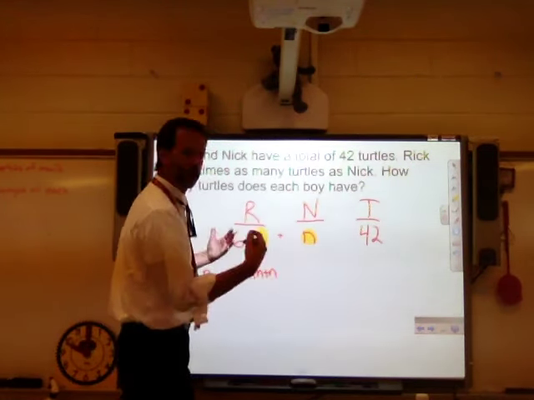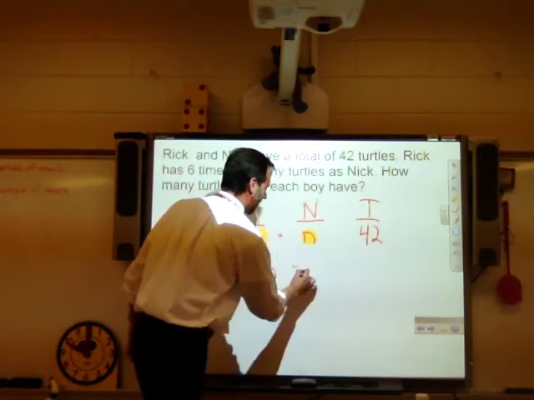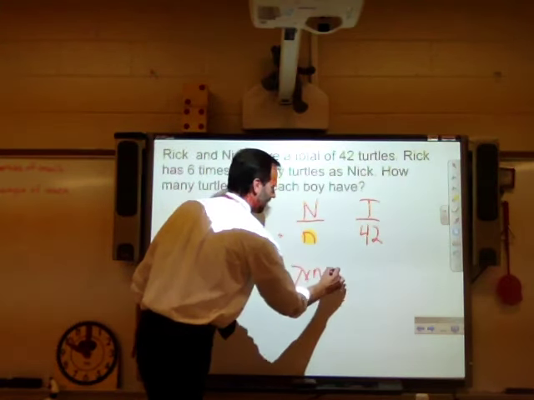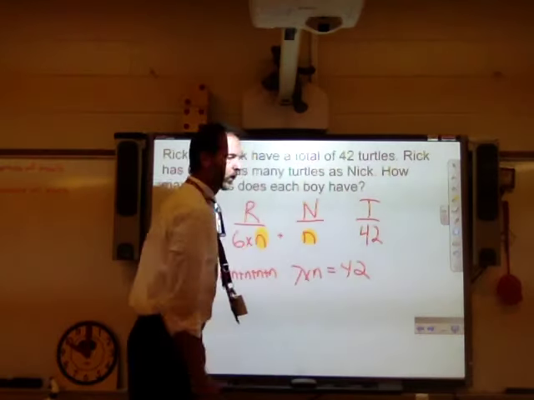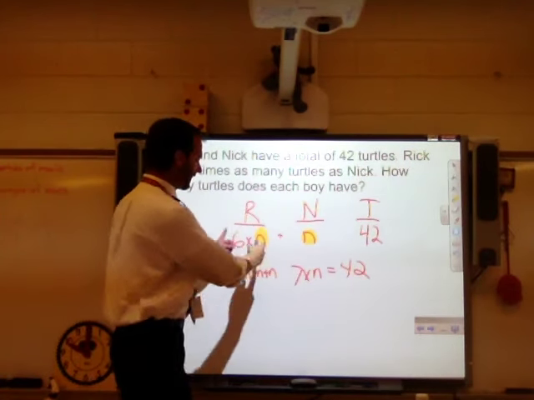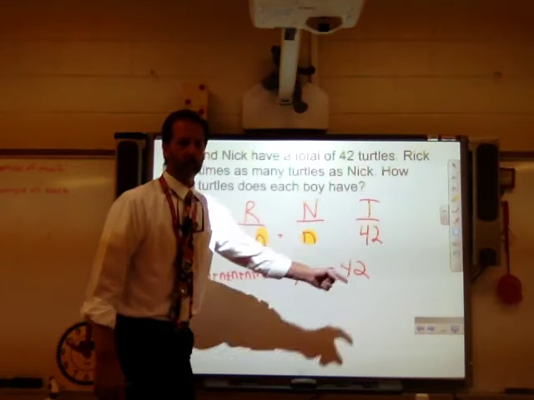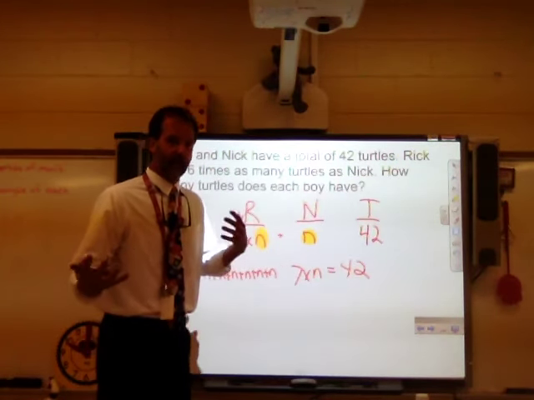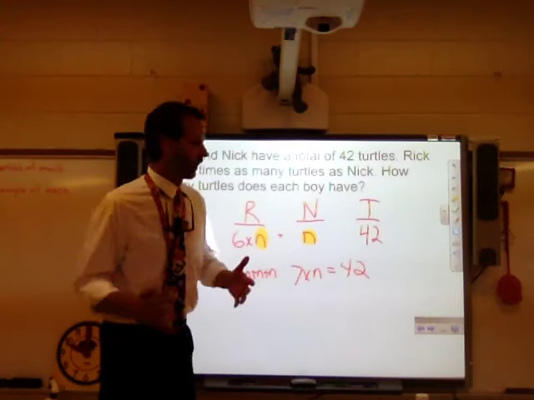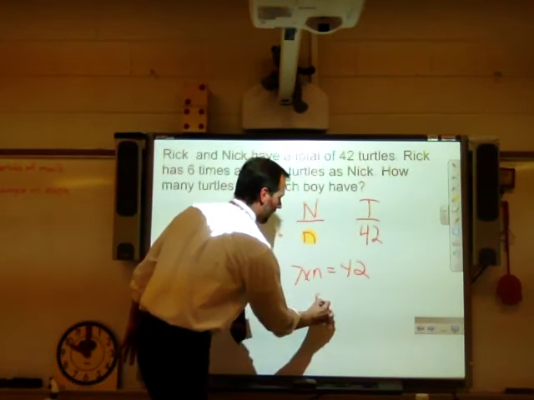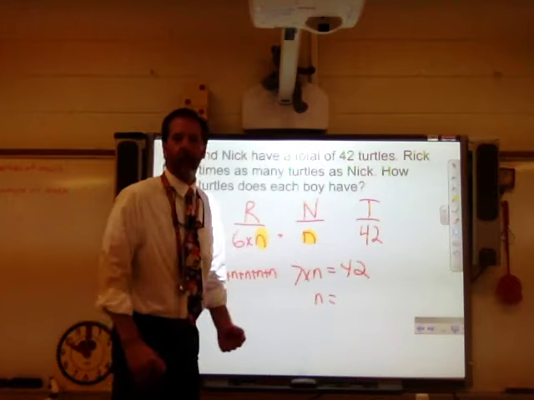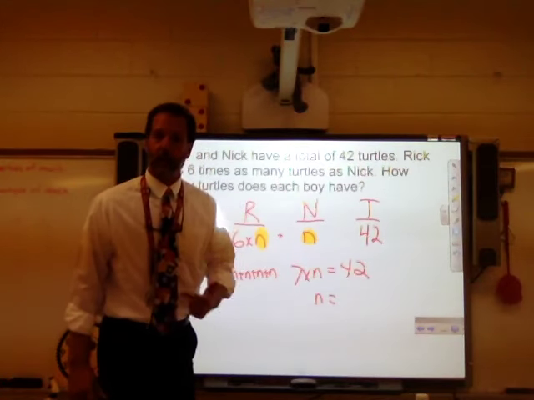So now you can write this number sentence. 7 times n equals 42. 7 n's. 6 here, 1 there. 7 times n would equal 42. Okay, now you got to go back to your multiplication. 7 times what equals 42? What's n going to have to be? Right, it's going to be a 6.